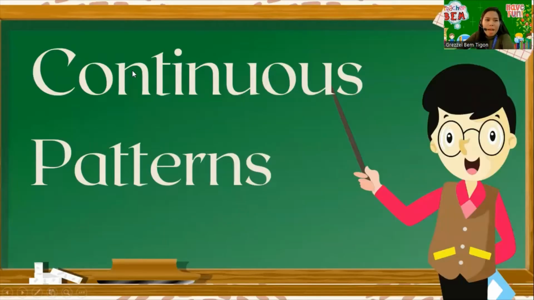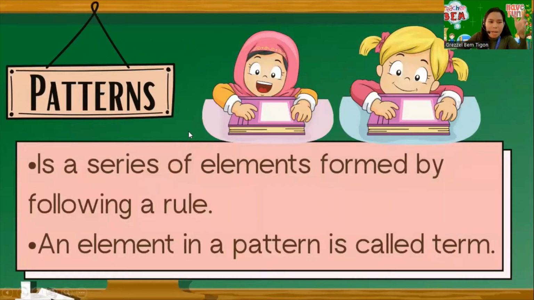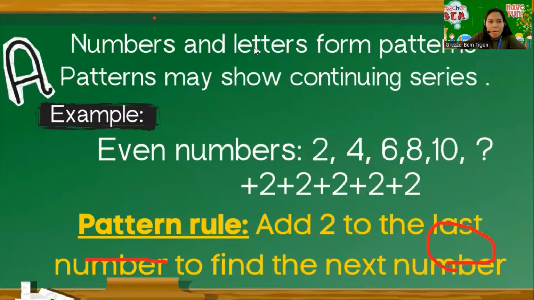Next, we have the continuous pattern. When we say continuous patterns, it is a series of elements formed by following a rule. You're going to follow a certain rule. An element in a pattern is called a term. Again, an element in a pattern is called what? It is what we call a term. So we have here some examples. Numbers and letters form patterns. Patterns may show continuing series.